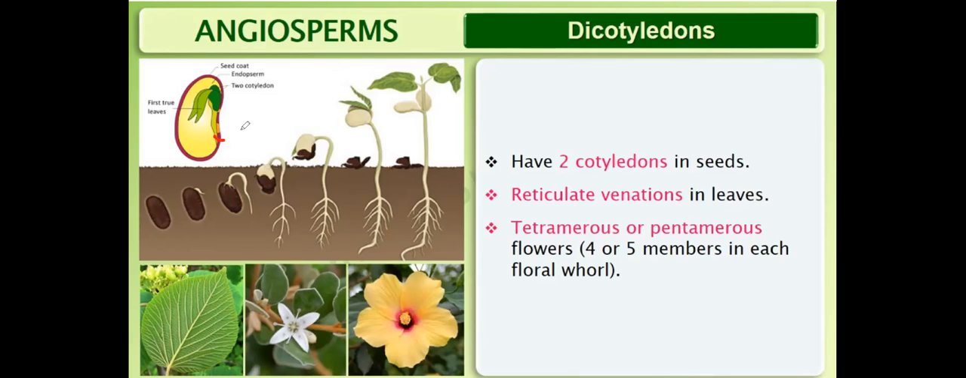Even if you don't have seed, leaves, or flower, suppose you have roots only, on the basis of roots also you can identify whether a plant is dicot or monocot. Most of the dicot plants have tap root. Monocots have adventitious root. They have what? Adventitious root. In this way, we can differentiate between dicotyledons and monocotyledons.